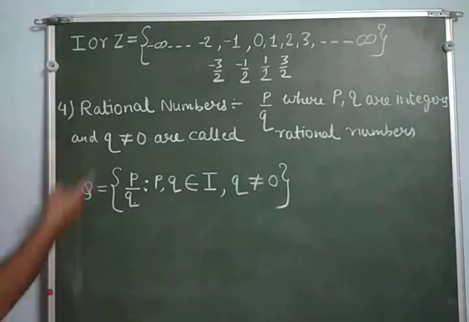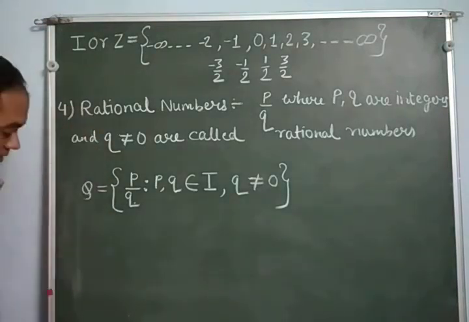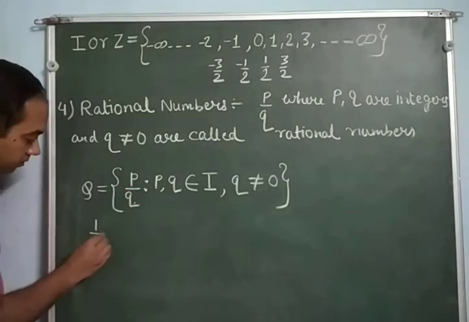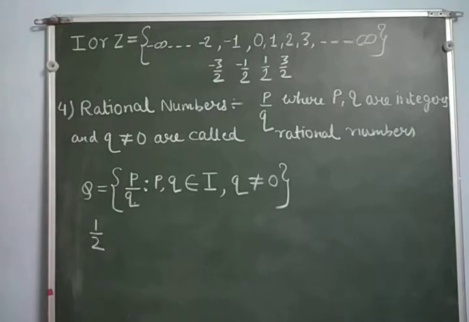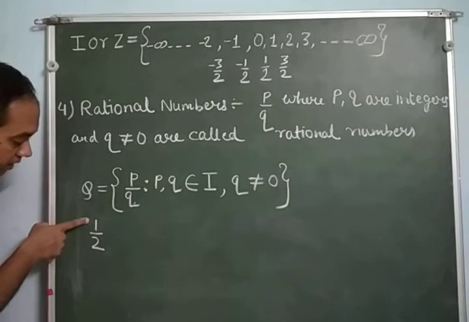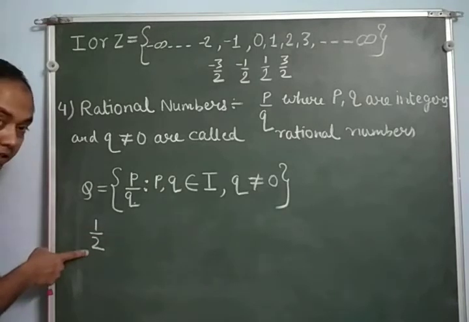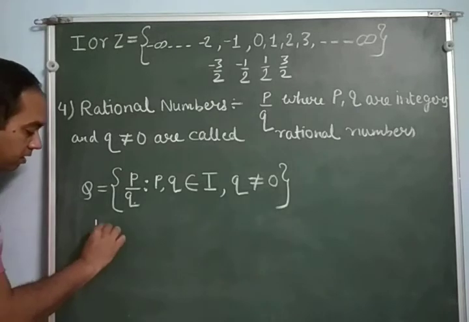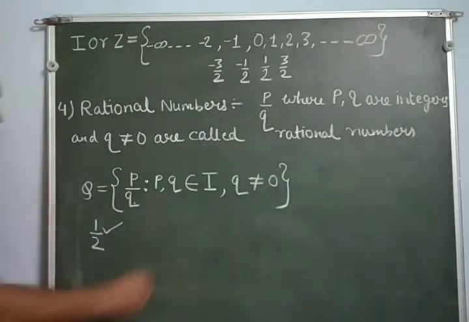Now we will discuss examples related to rational numbers. So the first example is 1/2. Now the question is, is this a rational number? Yes. The reason is that P and Q both are integers and Q is not equal to 0. So this is a rational number.